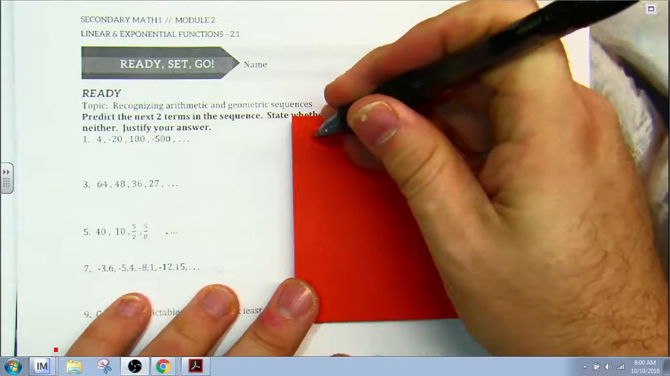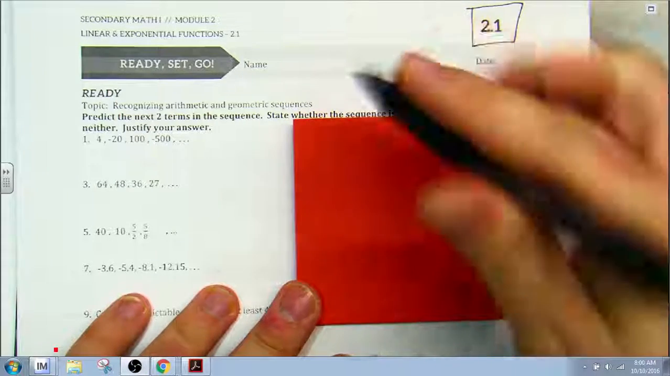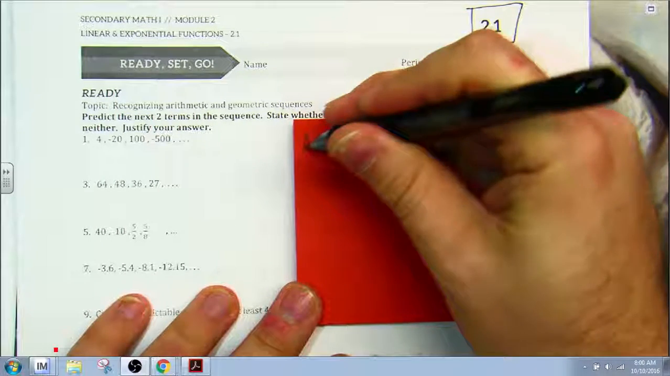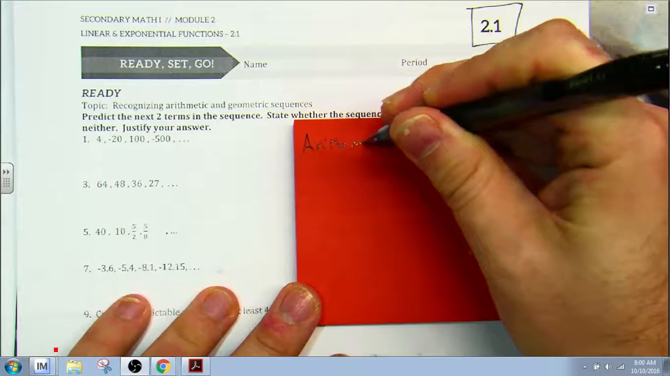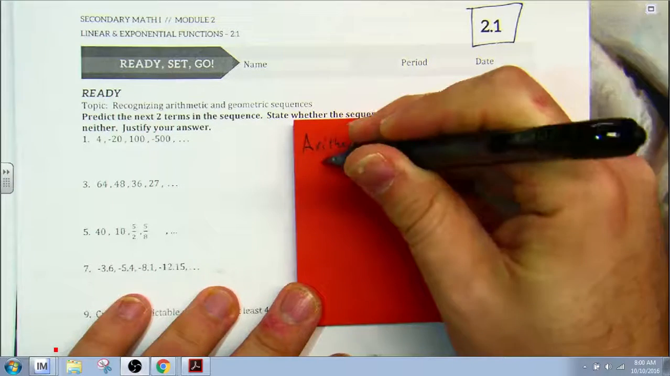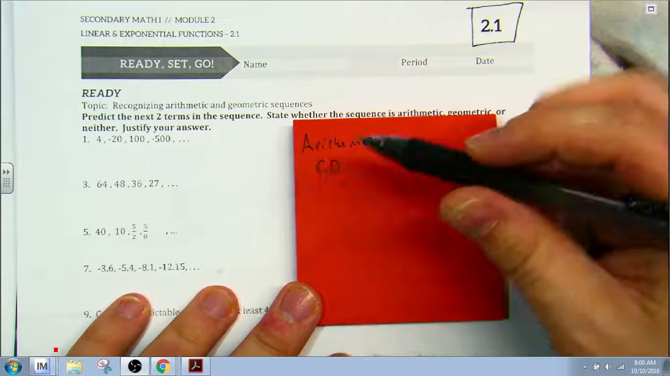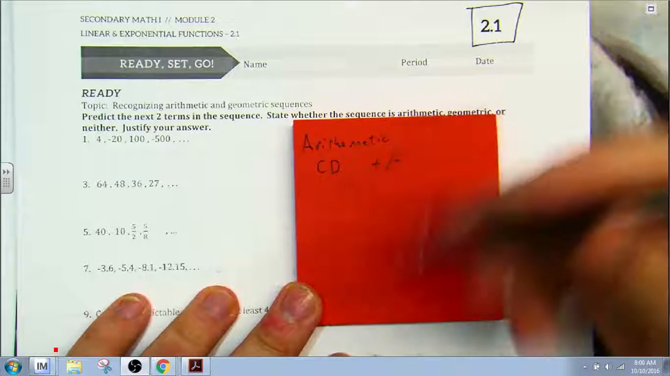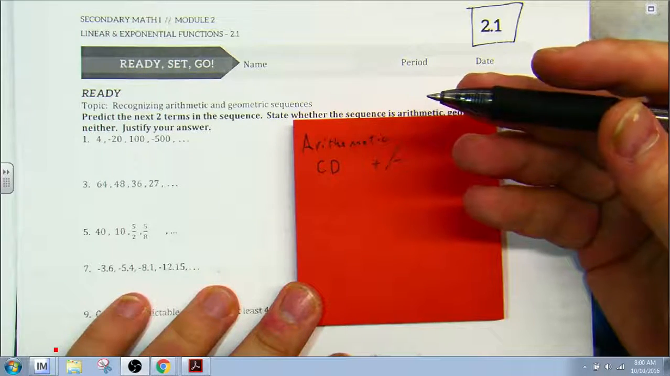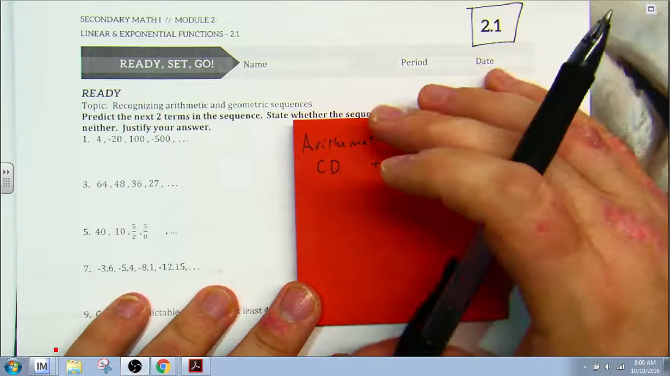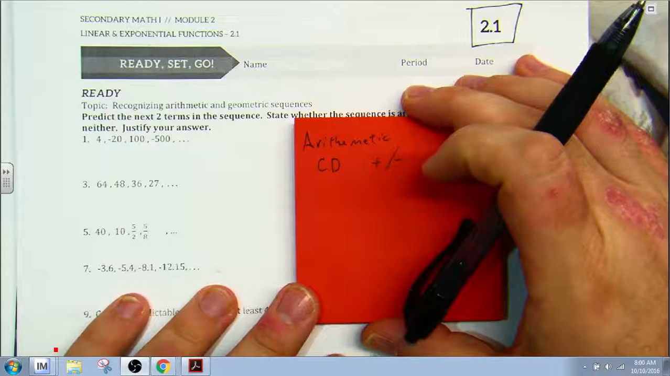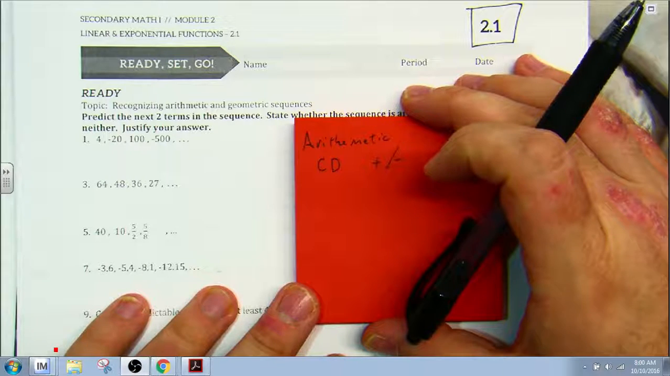So there's a couple things I'm looking for when I'm looking for the next term in the sequence. For arithmetic, I'm looking for a common difference, or a constant difference. And that means that I'm adding or subtracting by the same number at each step. One of the ways I can do that is look at two terms and evaluate whether or not there is a common difference.